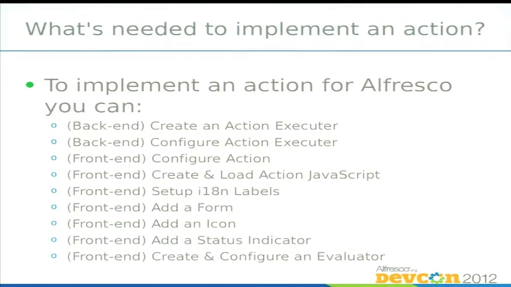So what do you need to do if you want to implement an action? Some of these steps are optional. You don't need to do everything. In the back end, you usually implement a repository action. And then on the front end is where the document library action is implemented. So some of these might be optional depending on your use case.